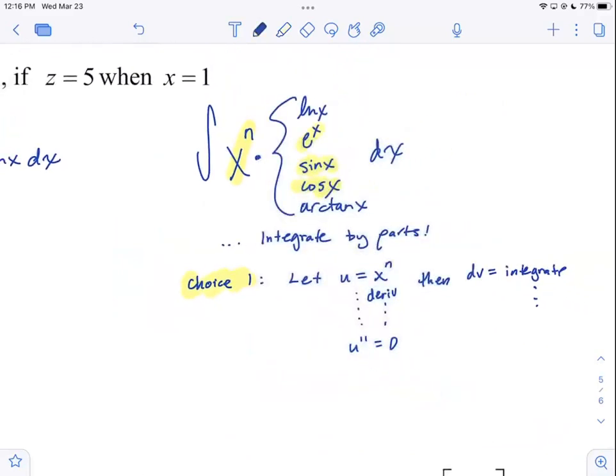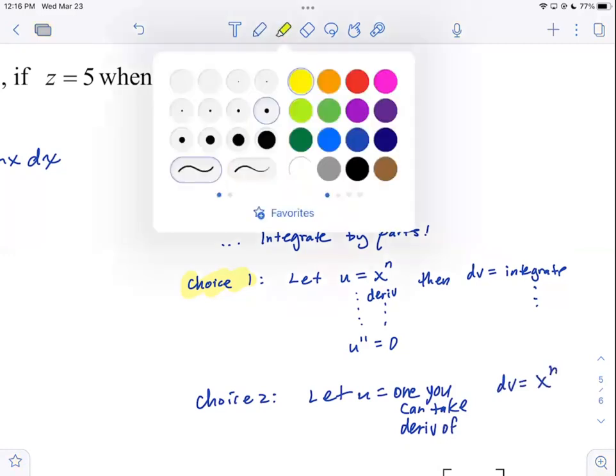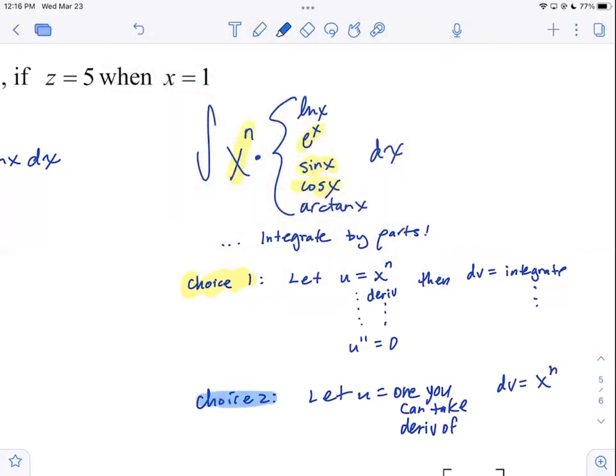Okay? But notice the natural log of x and arctangent of x, I only know how to take the derivative of those. So that's going to be your choice 2. Okay, is to let u be the one that you can actually take the derivative of. It forces your hand the other way. And then dv is going to be x to the n. And that's going to happen when, let's see, I'll use blue here, right? Choice 2. That's going to be those 2 right there. All right.